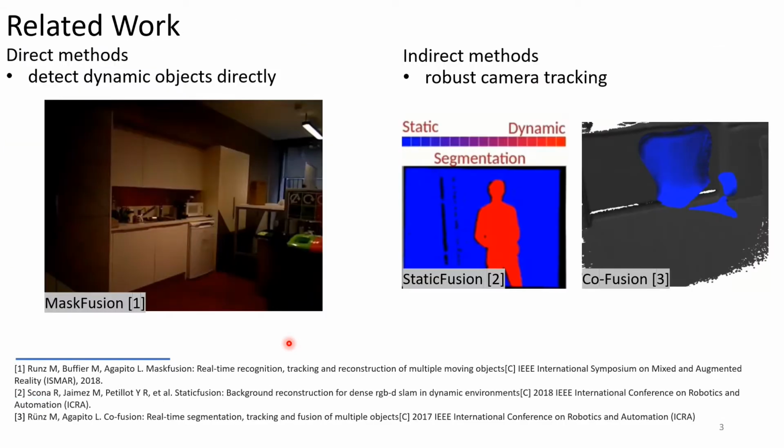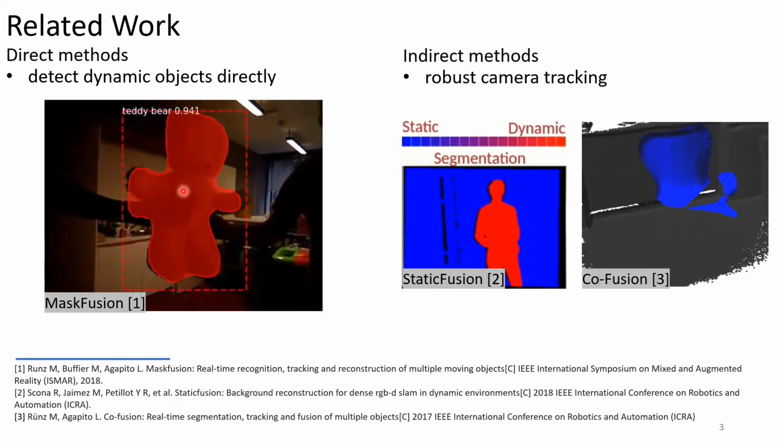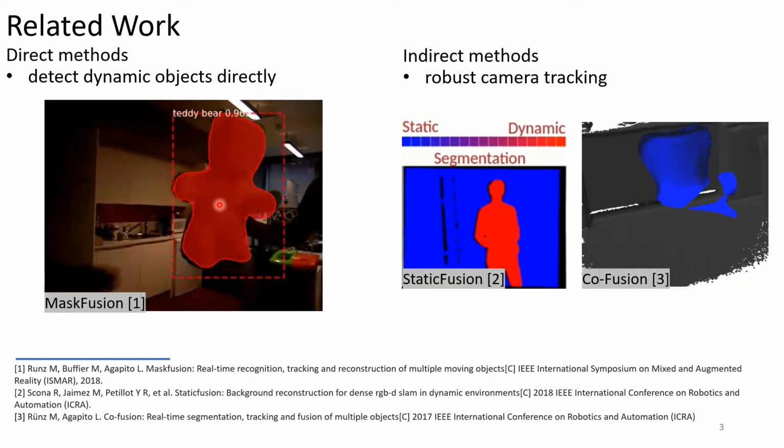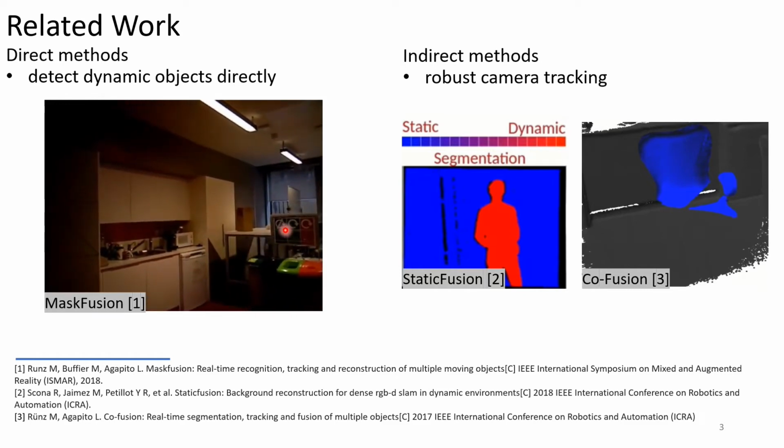In the area of dynamic SLAM, the methods can be categorized into direct methods and indirect methods. Direct methods can detect dynamic objects directly and remove them before camera tracking. One typical example is MaskFusion, which uses Mask R-CNN to directly remove certain categories of objects like humans or teddy bears. But this method requires users to know the object category in advance.